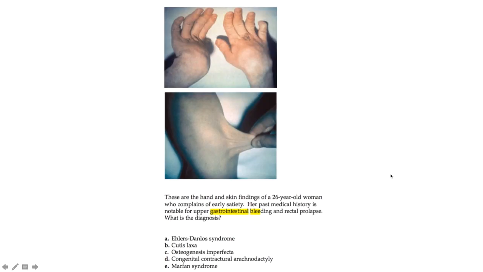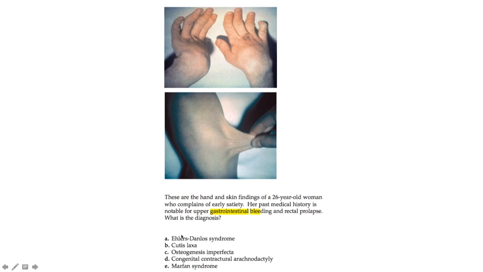All right. So as always, we have a beautiful OSCE question once again from the Mayo Clinic. Thank you for that, guys. So these are the hand and skin findings of a 26-year-old woman who complains of early satiety. Her past medical history is notable of upper GI bleeding. Aha! So we've got that highlighted in yellow, and rectal prolapse. What is the diagnosis? So we can see these very hyperextensible joints and this skin here that is quite thin.